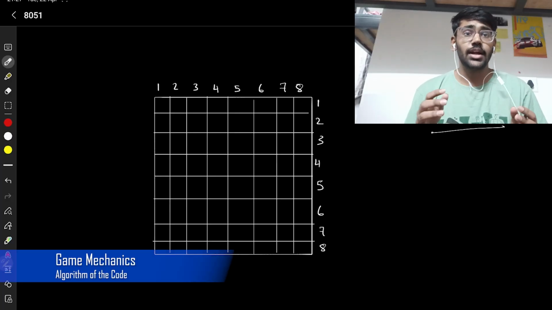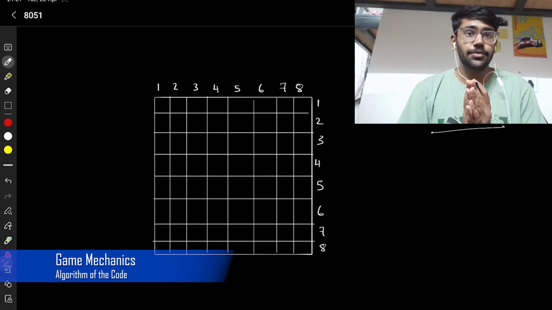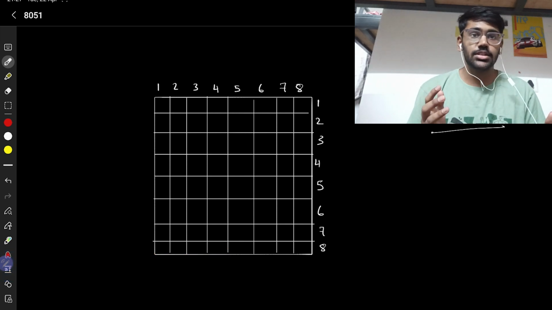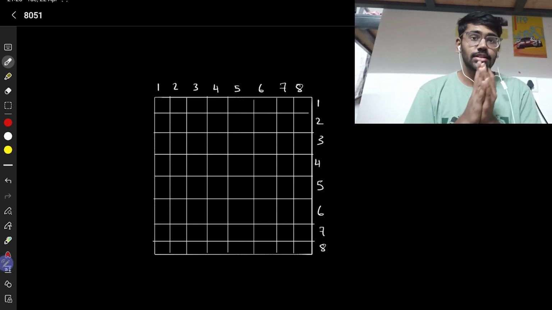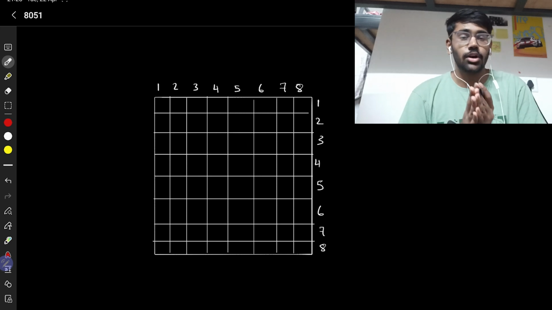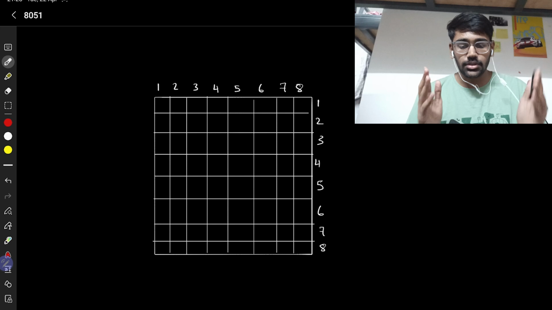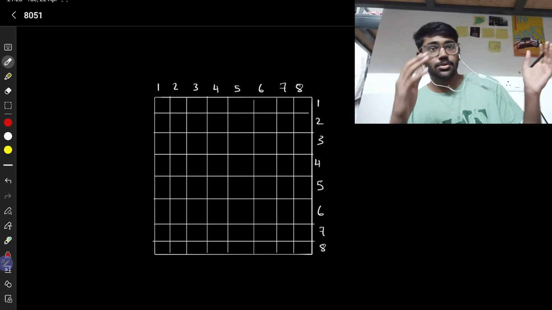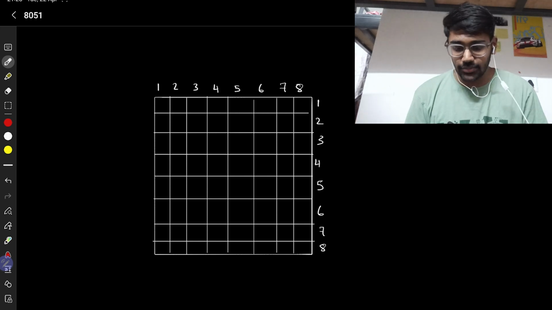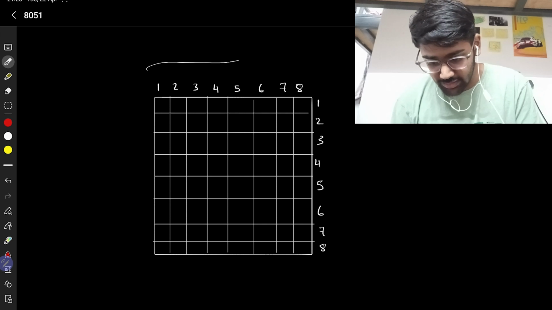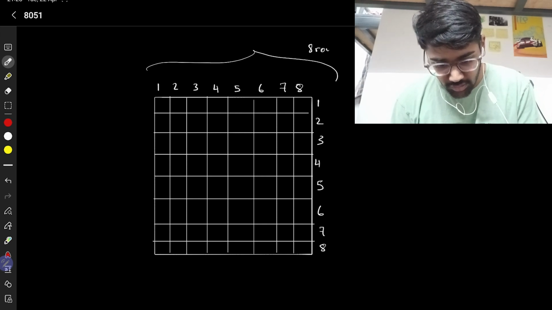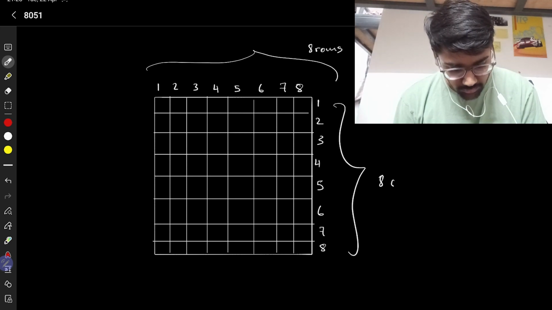Hello everyone, this is Varun, and I'll be explaining how the 8051 works with the 8x8 display to create those beautiful snake patterns that we saw in the demonstration video. So let me explain how it all works. For starters, we know that the display is made up of an 8x8 dot matrix. It consists of 8 rows and 8 columns, as you can see in the slideshow.